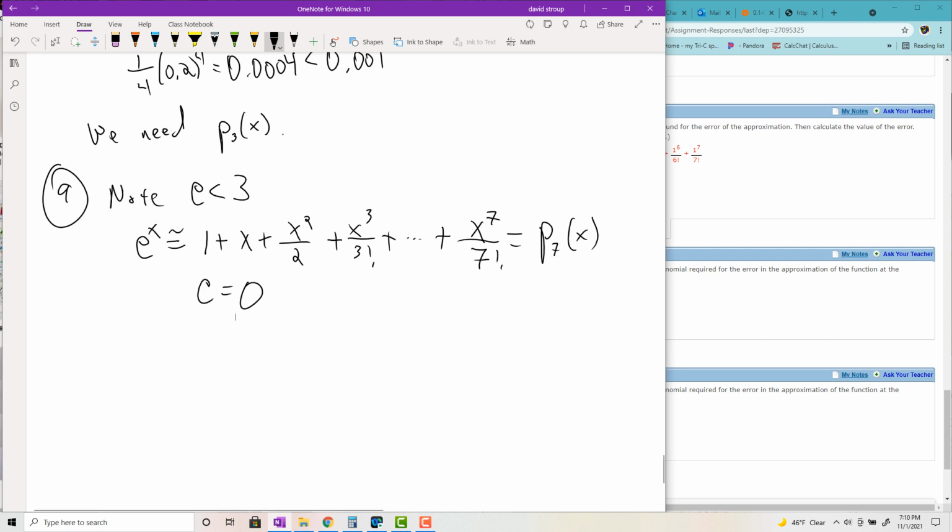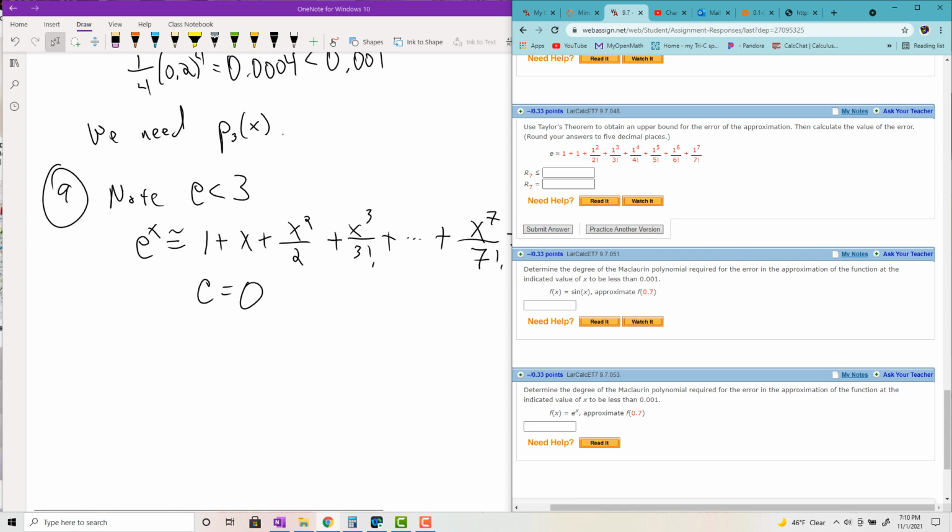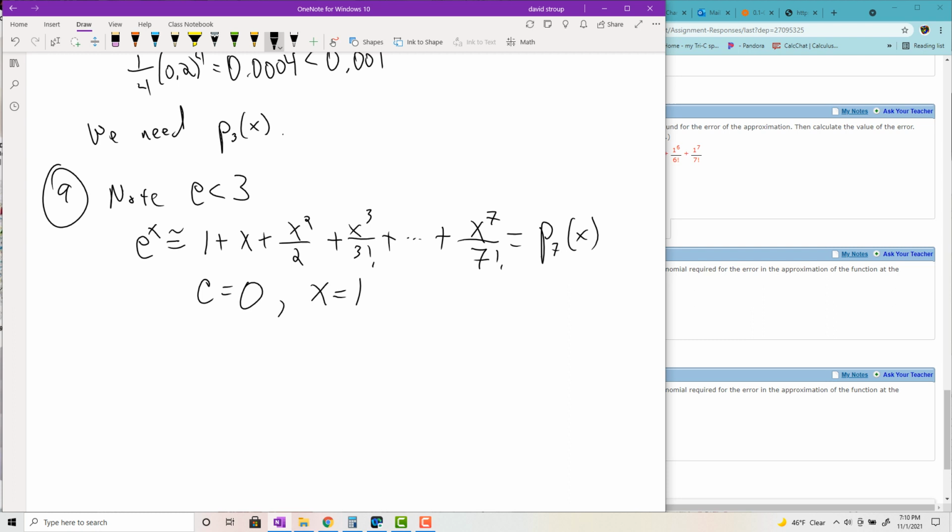And then for this approximation, they're letting x equal 1. Okay, so in this case, x is 1. What else do we need? Center 0, x is 1. The n value apparently is 7. And, well, I just said for the max of the absolute value of the n plus first derivative on this interval, and of course the interval in this case is going from 0 to 1, we're just going to say that's equal to 3.